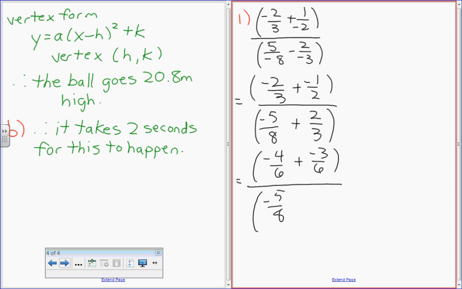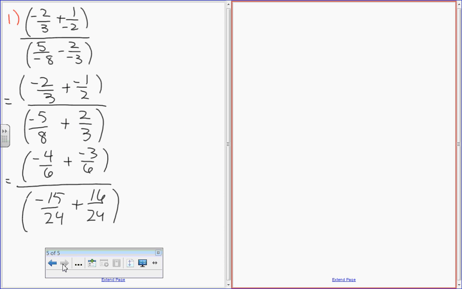Oops. Let's try again. Negative 15/24 plus 16/24. Okay, that turns into negative 7/6 all over 1/24.